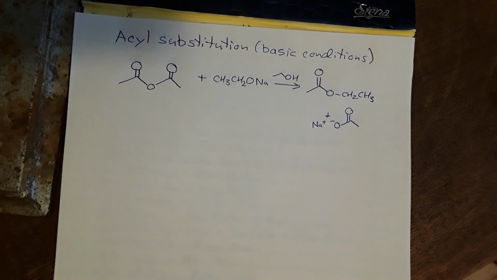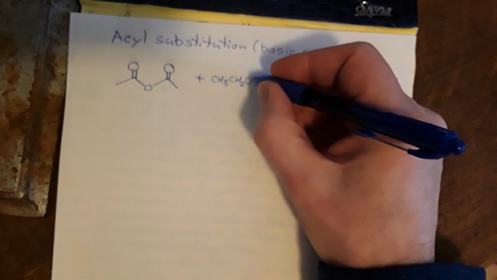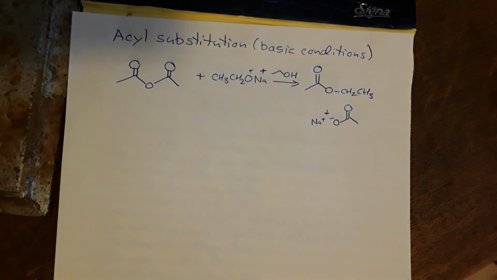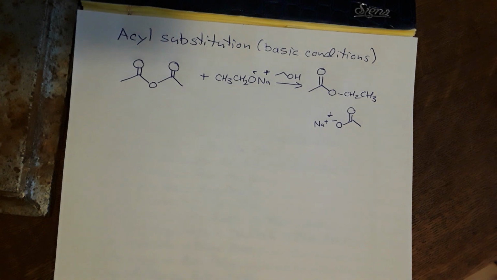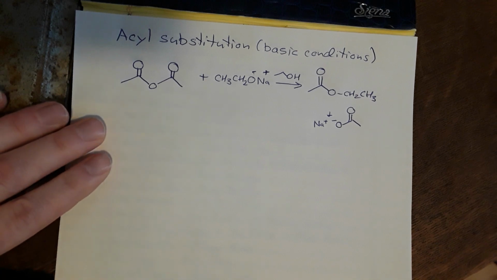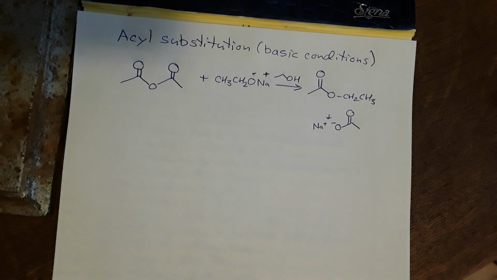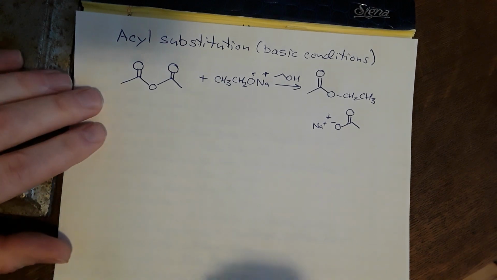But if you have basic conditions where you have a strong base in solution, then you cannot have any protonated or positively charged organic species. So everything needs to be either neutral or negative charge. And as you'll see, it's a much simpler, shorter mechanism than the acid catalyzed one. So let's get started here.